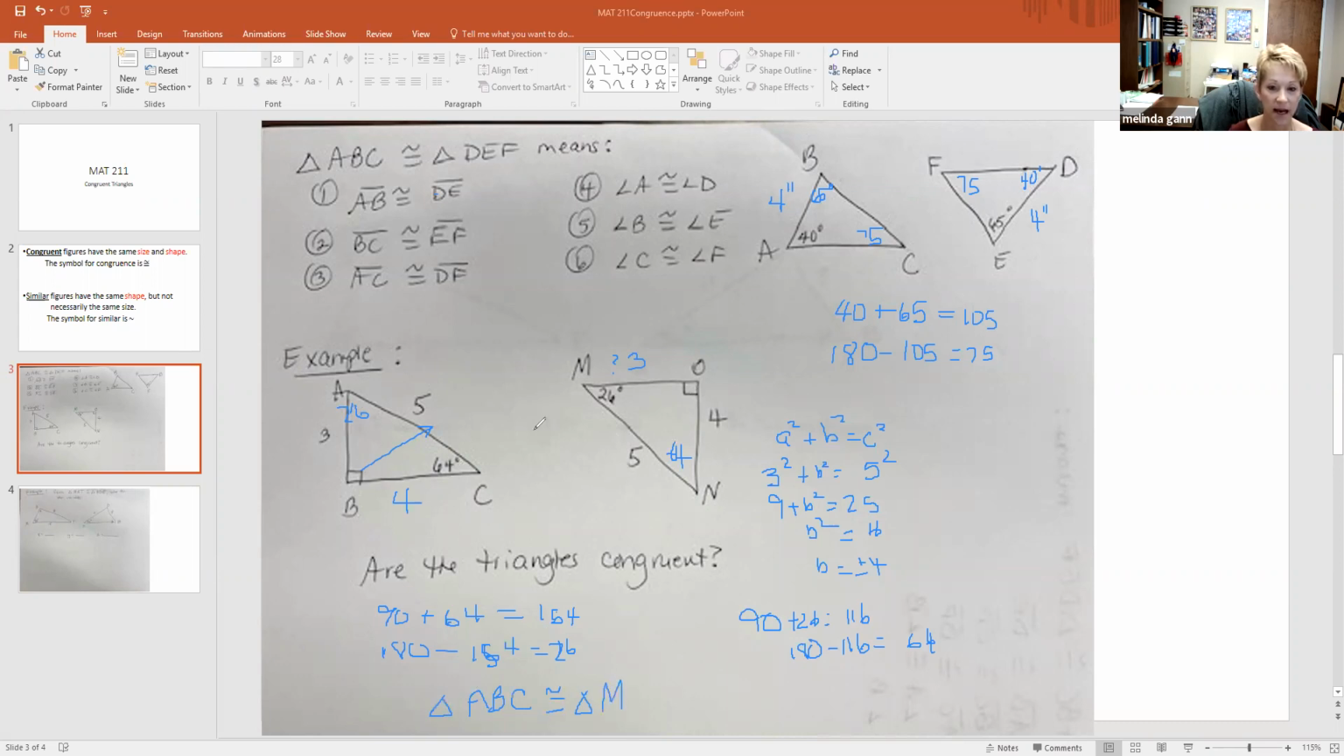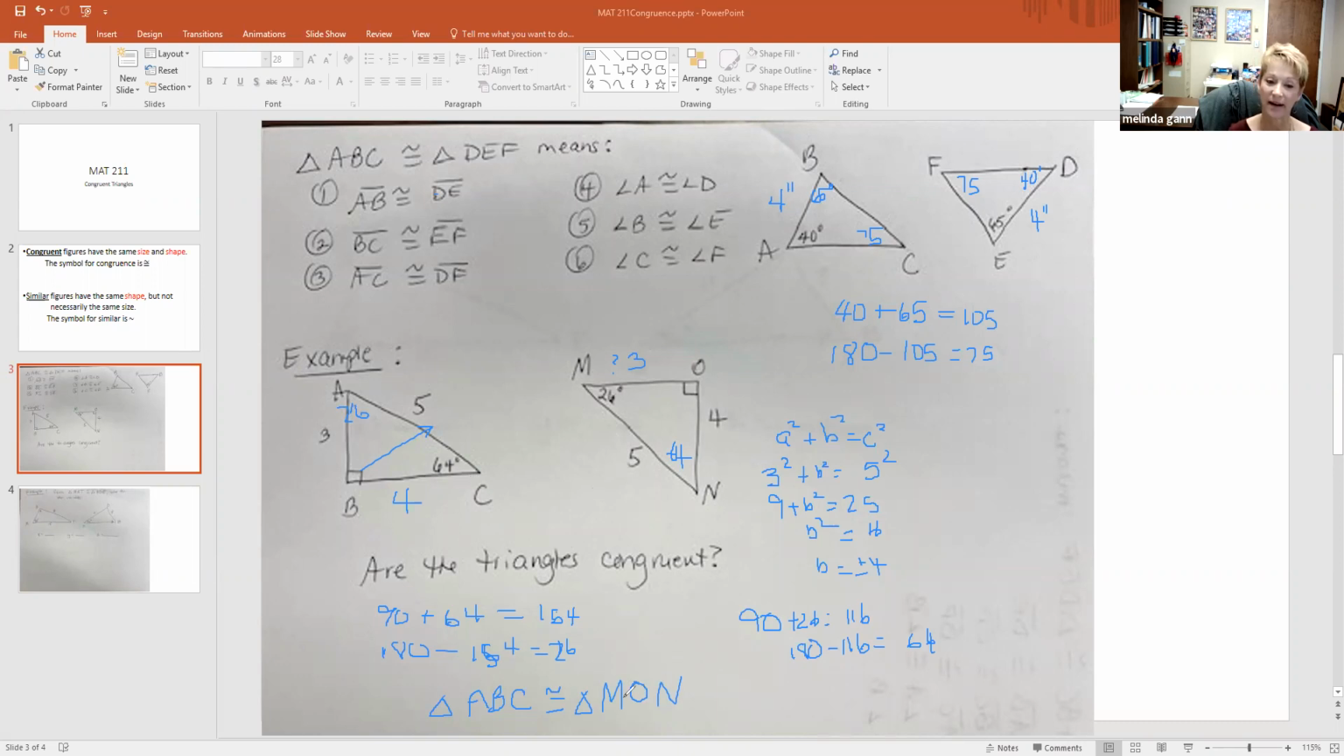Over here, B is 90 and O is 90. So if B is in the middle, O's got to be in the middle. And then double check. C is 64 and N is 64. So if C comes last, N has to come last. So the order that you write them matters. Okay, AB is supposed to match MO. AB is 3 and MO is 3. See, that works. BC is supposed to be congruent to ON. So BC is 4 and ON is 4.